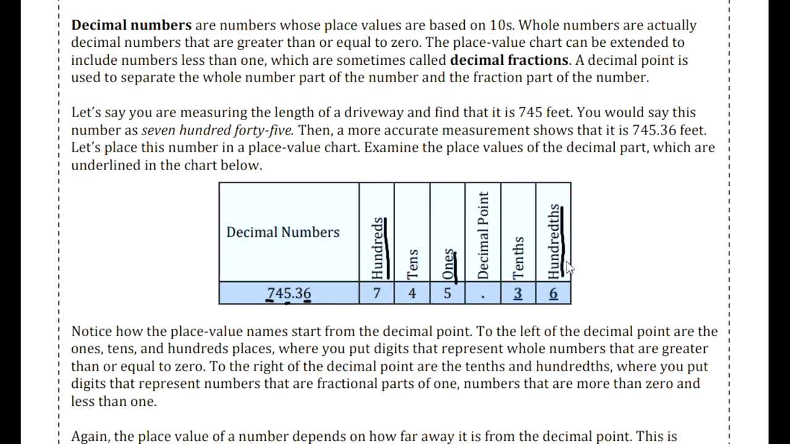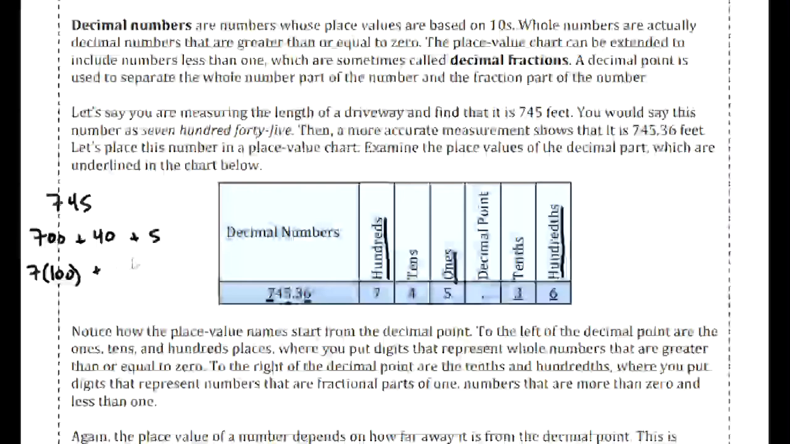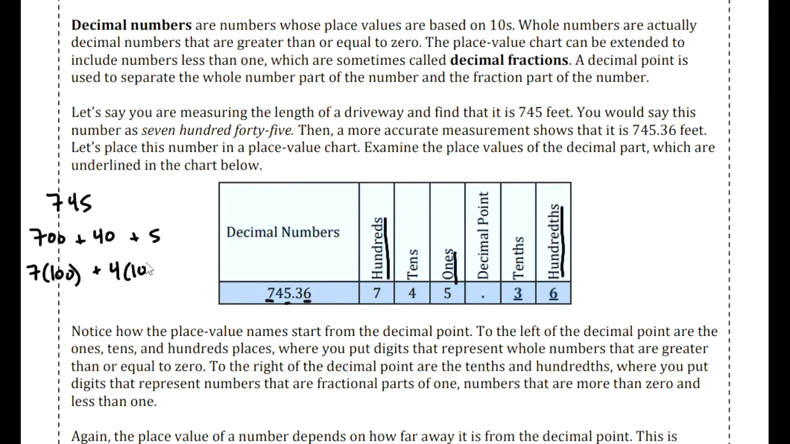Where do these names come from? Well, let's think about what makes up 745. 745 can be broken down into 700 plus 40 plus 5. 700, of course, could be written as 7 times 100. 40 we can write as 4 times 10. And 5 is 5 times 1. So what we have is 7 hundreds, 4 tens, and 5 ones.